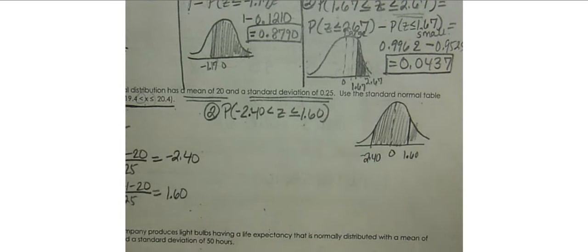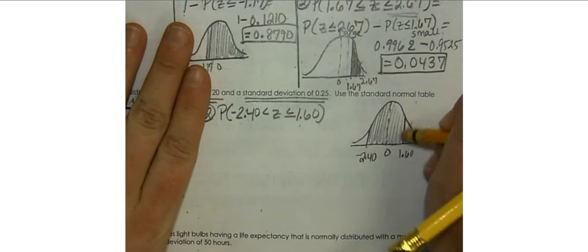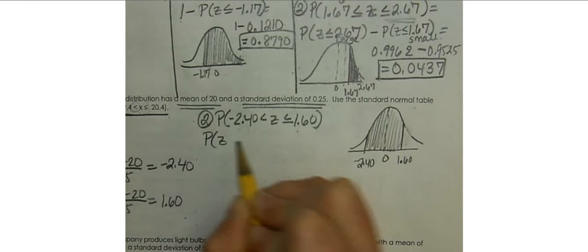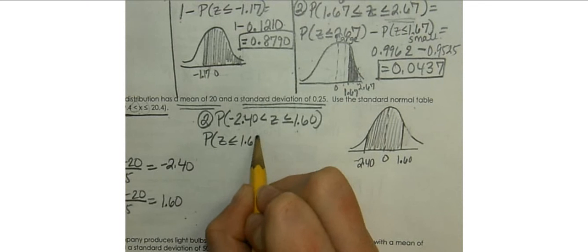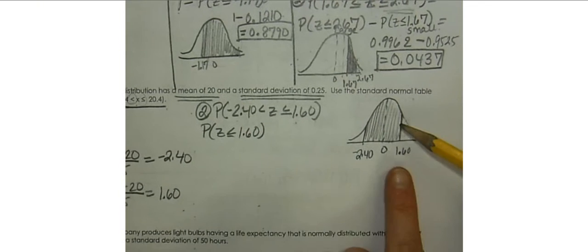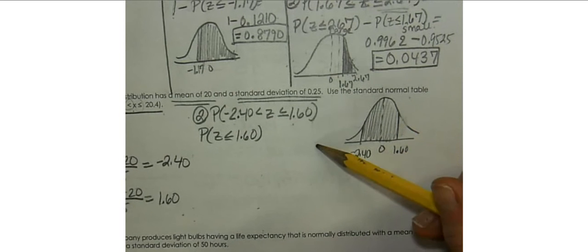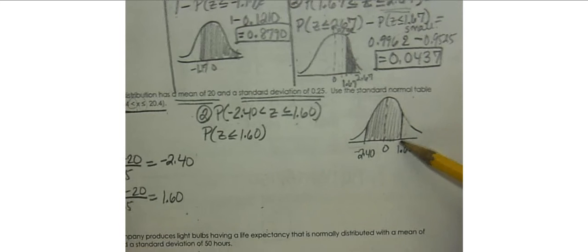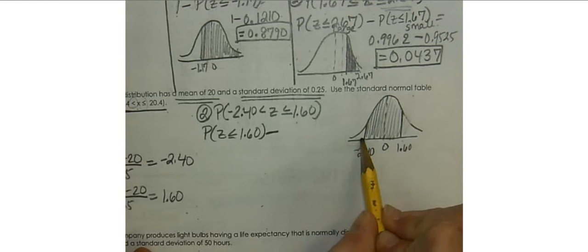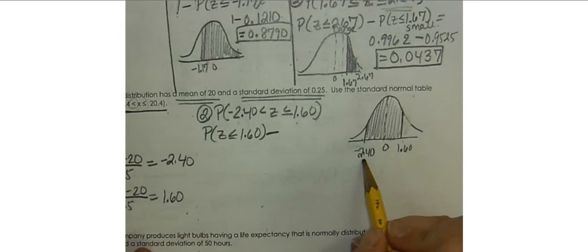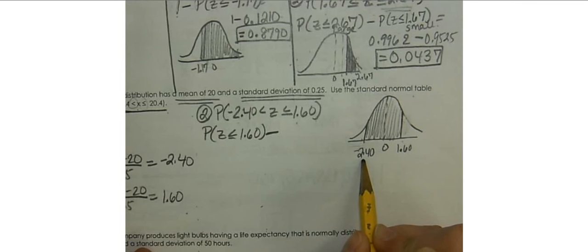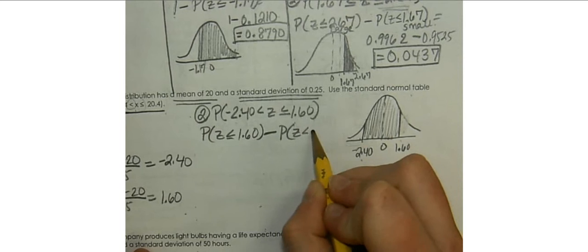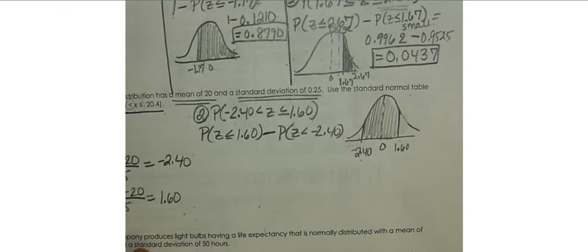So what I need to do is identify the probability that z is less than or equal to 1.60. Because what that's going to do is find the entire shaded part, including the part that I don't want, that is less than negative 2.40. And then I want to subtract away the part that I don't want. So I'm going to subtract away the probability that z is less than negative 2.40. That's the part I'm going to subtract away.